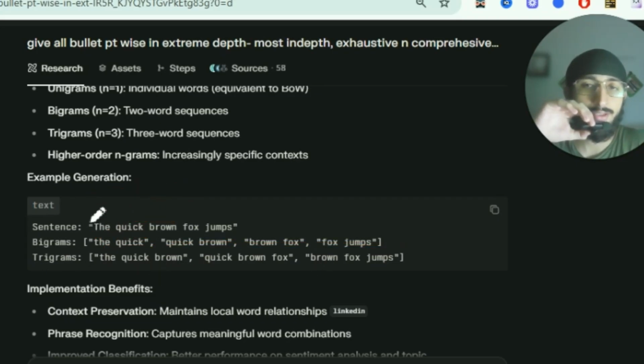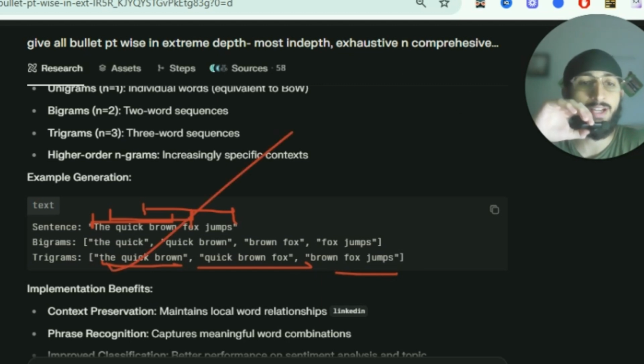And trigrams would be, in this case, with a sliding window size of 3. So the quick brown is considered first, then quick brown fox, and then brown fox jumps. So that is trigrams.